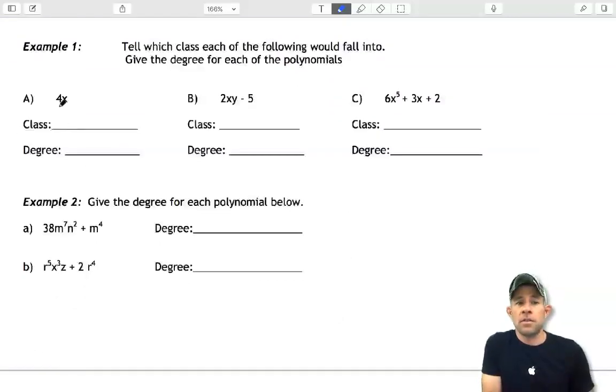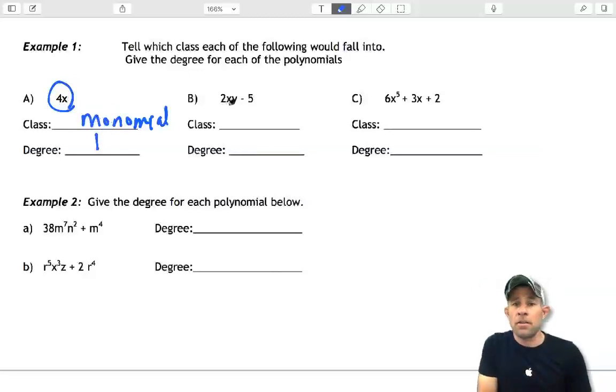Classify this one and then give its degree. This is 4x. It's a single term, therefore it's a monomial. And the degree is 1 because x is raised to the first power. Our classification for this next one here is a binomial. You can tell because there are two terms, one term and the second term. And the degree on this is 2 because we are going to add the 1 that's on x and the 1 that's on y. Lastly here we have a trinomial, and this trinomial has degree 5.